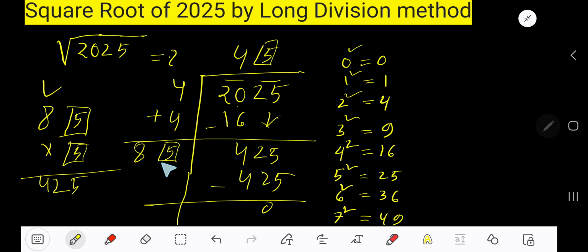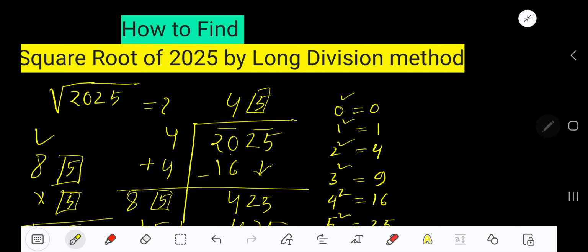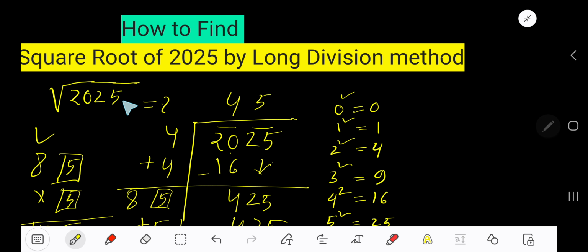The same digit will come under this divisor and add. 5 plus 5, 10, write 0, carry on to the next column. Look, the double of 45 is 90, so our answer 45 is correct. So the square root of 2025 by the long division method is 45.